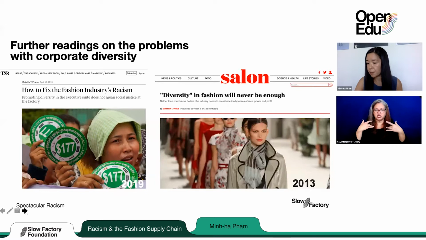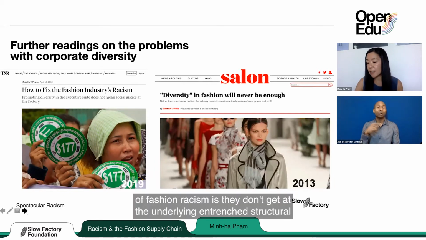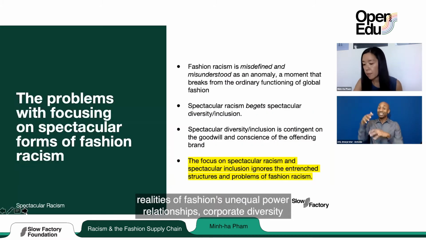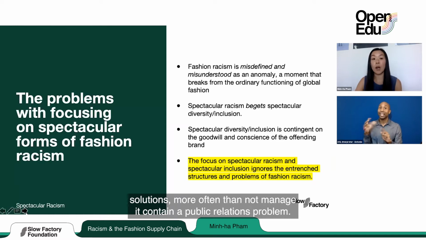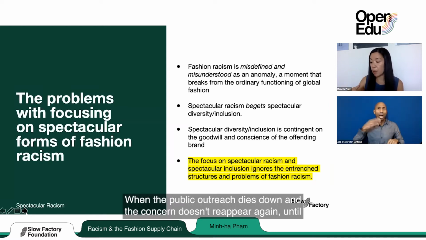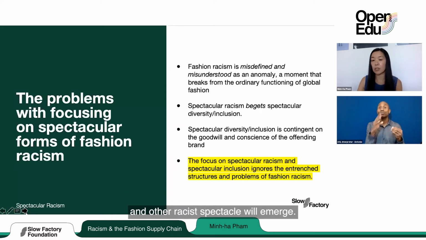The larger problem with focusing on and fixing the spectacular, outrageous forms of fashion racism is they don't get at the underlying entrenched structural realities of fashion's unequal power relationships. Corporate diversity solutions, more often than not, manage to contain a public relations problem. And because of this, they're temporary. They fade when the public outrage dies down, and the concern doesn't reappear until another racist spectacle emerges. And we know that another racist spectacle will emerge, right?